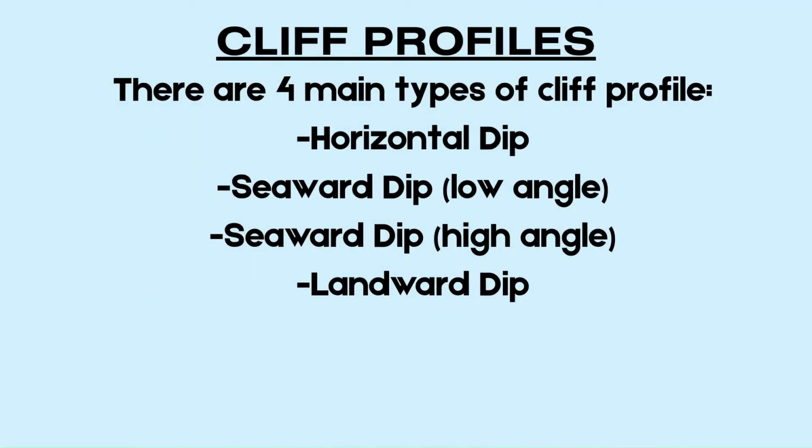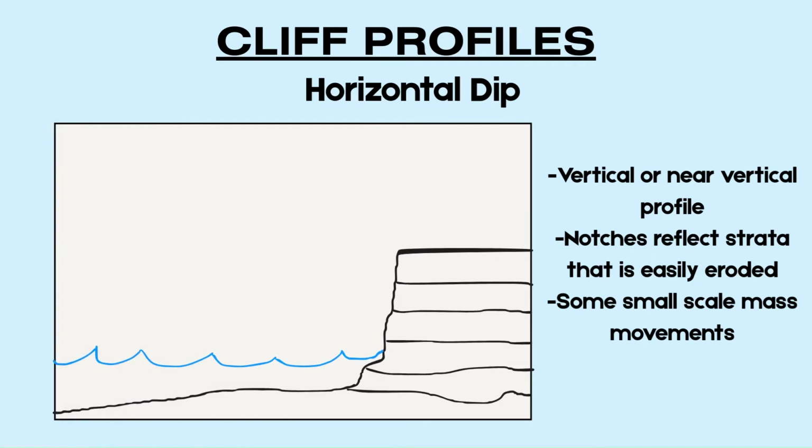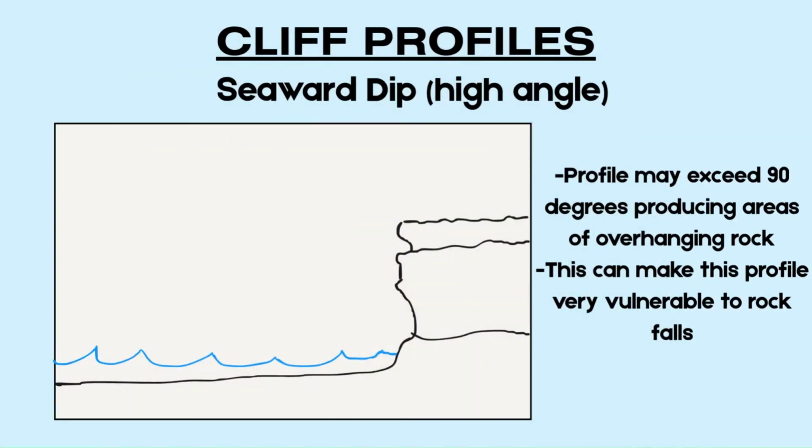There are four cliff profiles to know. They are horizontal dip, seaward dip low angle, seaward dip high angle, and landward dip. Firstly, horizontal dip. This cliff profile is vertical or near vertical in profile. Notches in the cliff reflect the strata that is more easily eroded, and there can be some small-scale mass movements in this cliff profile.